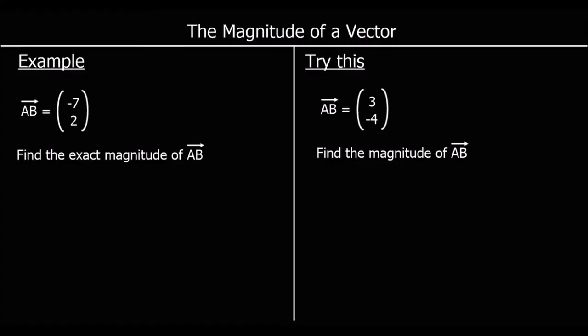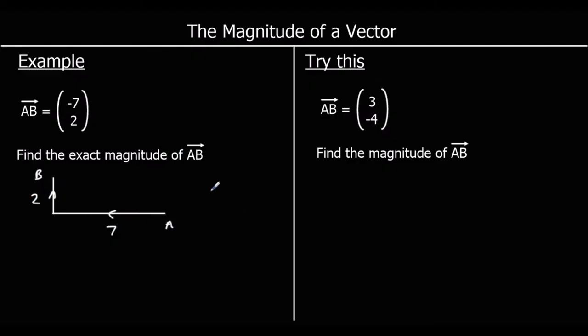The magnitude of a vector is the length of a direct route between 2 points. So here we've got AB is (-7, 2). This top number is a change in the x direction, and this bottom number is a change in the y direction. So from A to B we go -7, so that's 7 to the left, and then 2 in the y direction, 2 up. So to go from A to B, we go 7 to the left, and then 2 up.